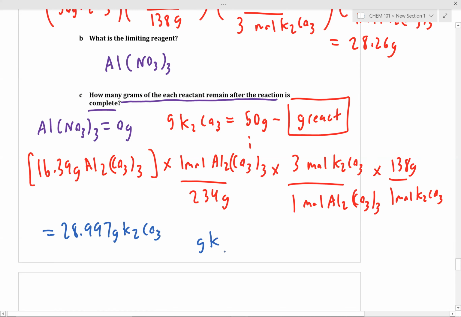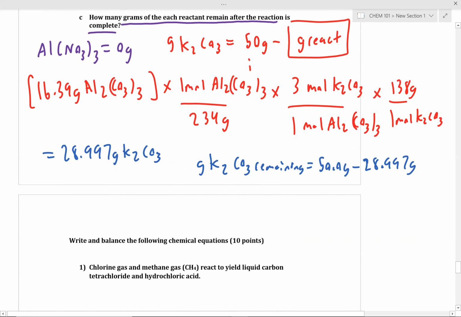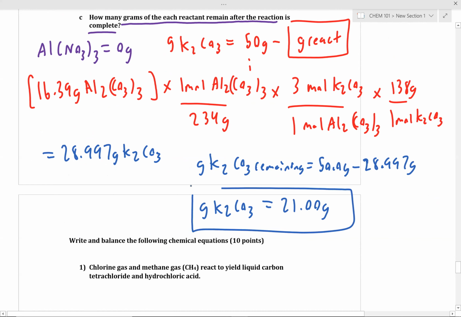So our grams of potassium carbonate remaining are equal to 50.0 grams minus 28.997 grams used up. And that in turn gives us 21.00 grams of potassium carbonate remaining. Does that make sense? This is known as the product method of identifying the limiting reactant and calculating the mass of excess reactant left over.